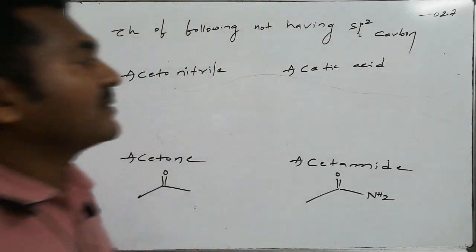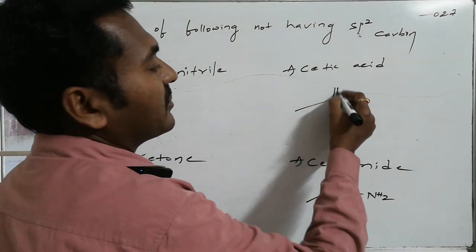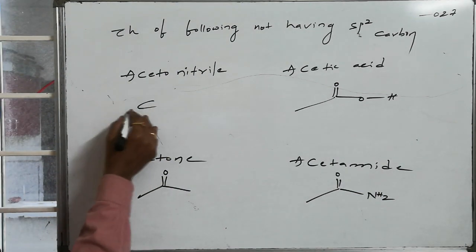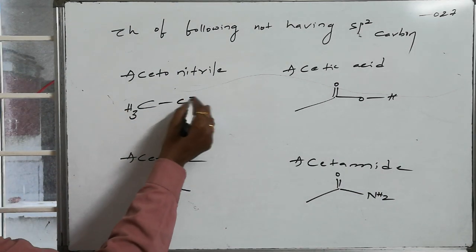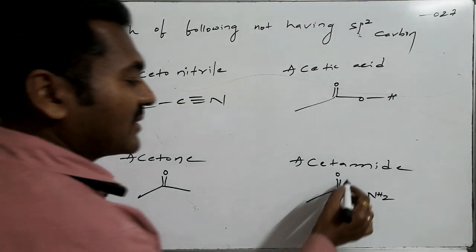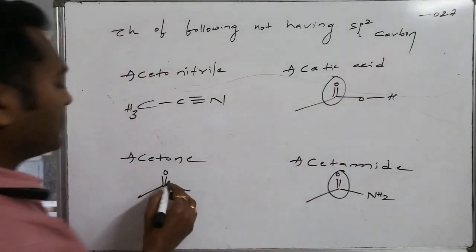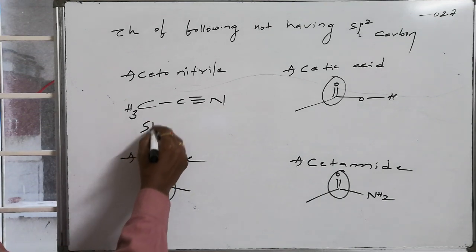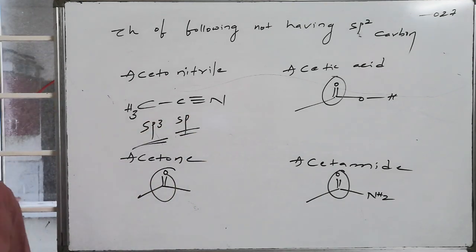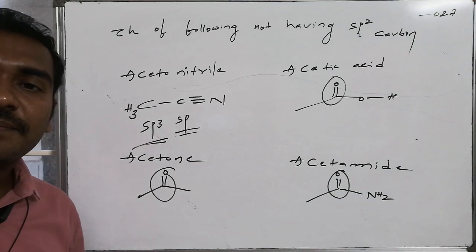This is acetamide, whereas acetic acid is the 2-carbon acid. Acetonitrile stands for CH3 followed by CN. In the others, sp2 carbon is present, but in acetonitrile this carbon is sp3 and this one is sp. We can't find any sp2 carbon in this case.